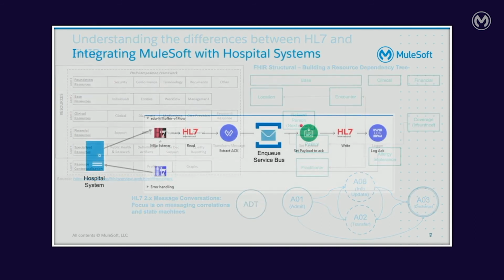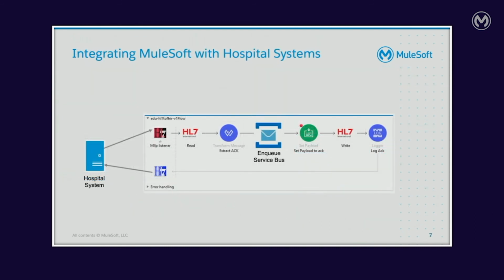So, how did pathology integrate with our core hospital systems? Let's have a quick look at this. In this diagram here, we have our hospital system and a very standard MuleSoft flow that we deploy into each of our system layer adapters. So initially, the hospital system emits an HL7 V2 message over a low-level TCP channel using the MLLP protocol, and that's minimum lower layer protocol.